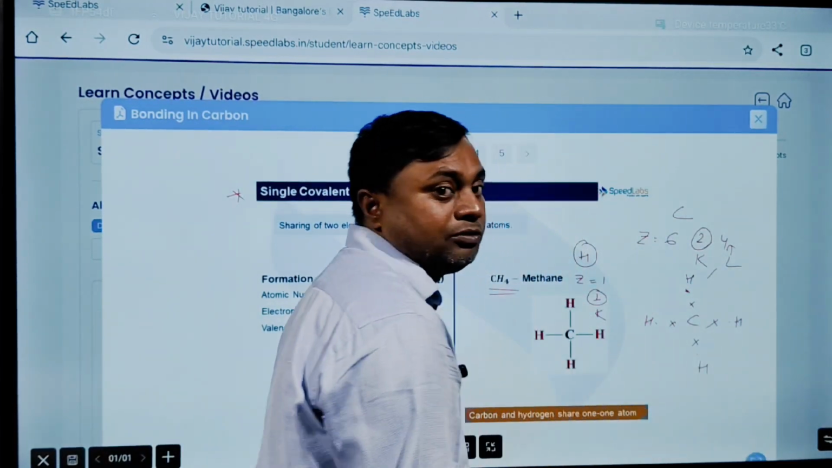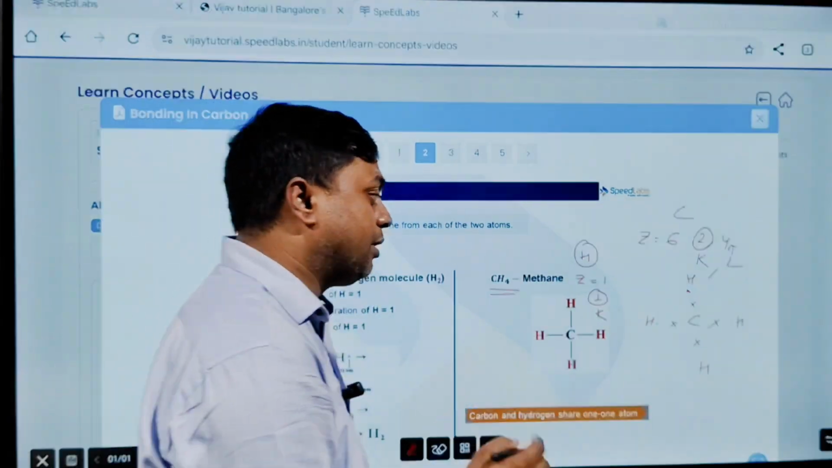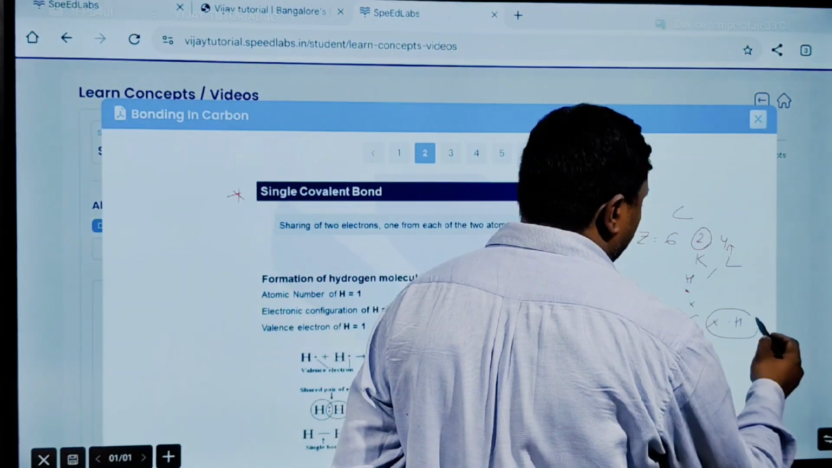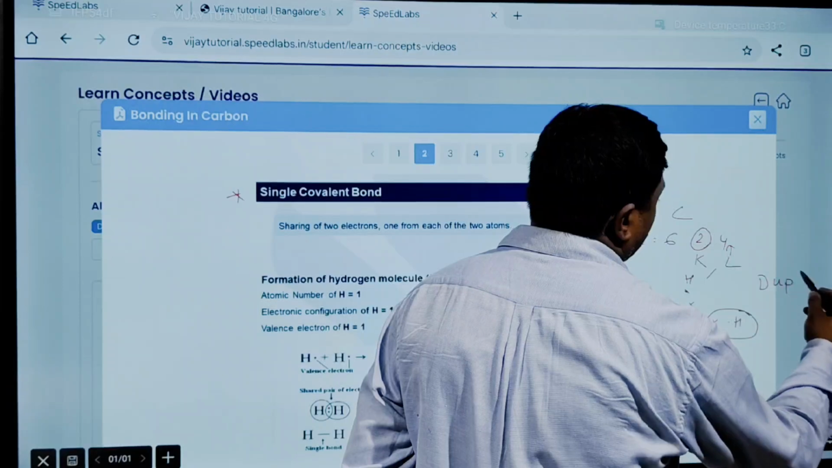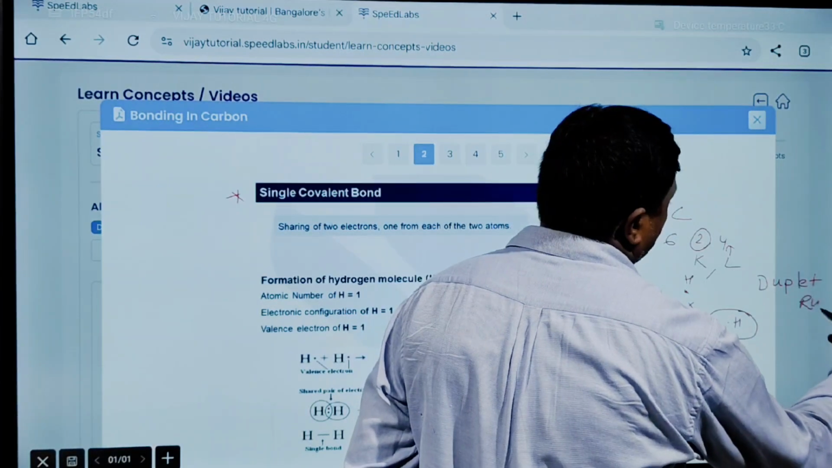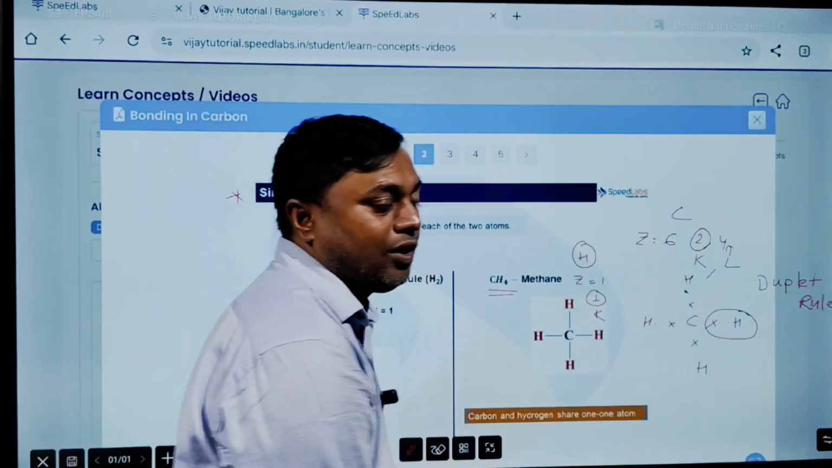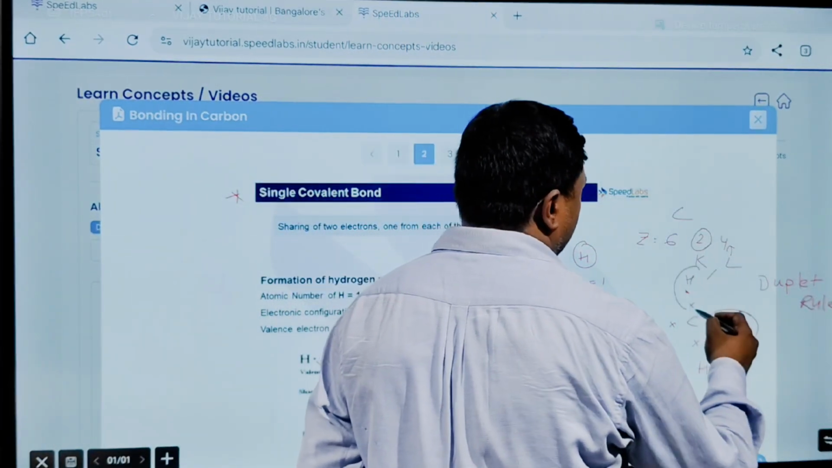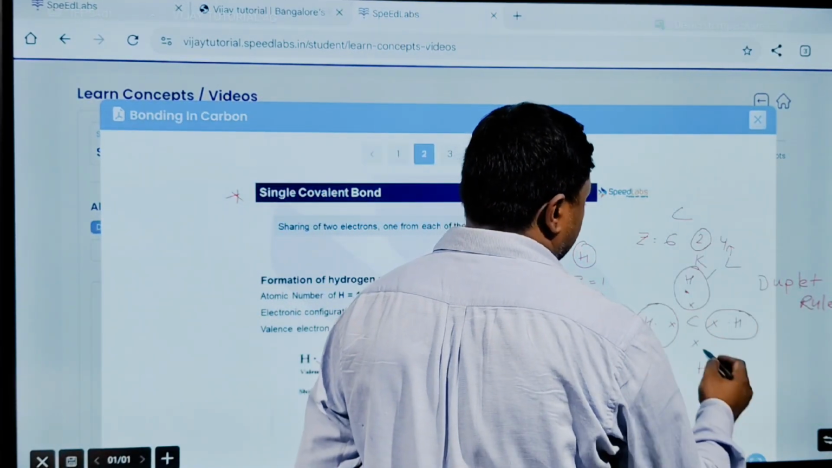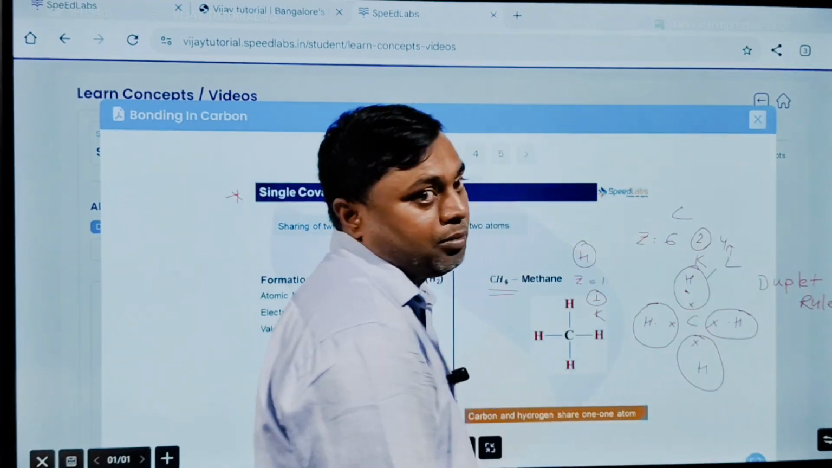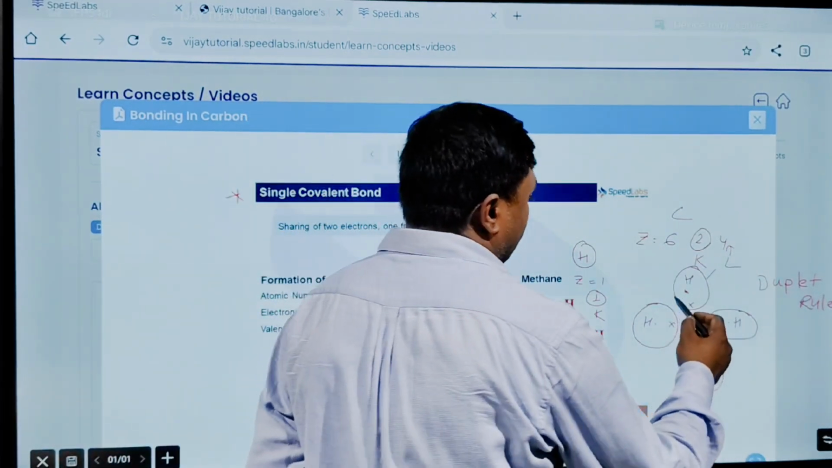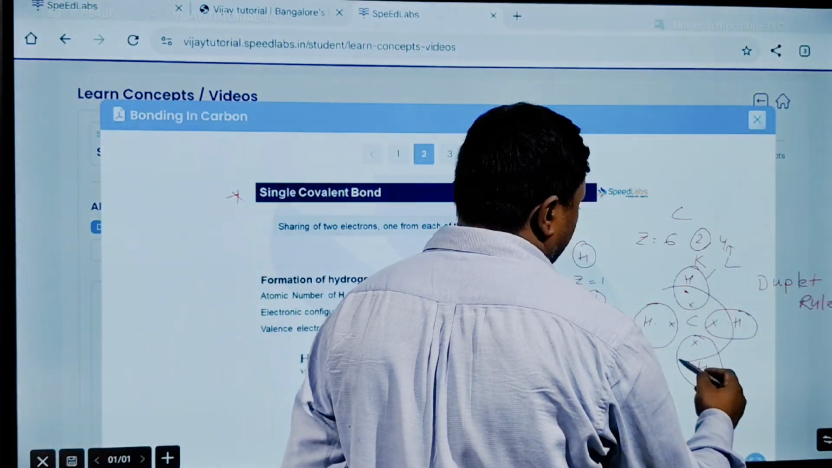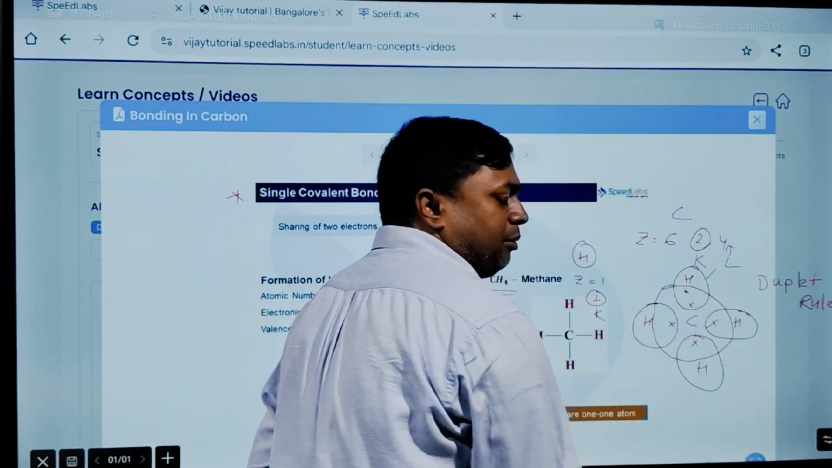Now hydrogen, to become stable, will share 1 electron, and it becomes stable by which rule? Duplet rule. The duplet rule states that if the valence electrons of the atom are 2, it is stable. So hydrogen will take 1 electron and become stable. What about the carbon? Carbon has 4 valence electrons, so it will take 1 from here, 1 from here, 1 from here, and 1 from here. In this way methane is formed.